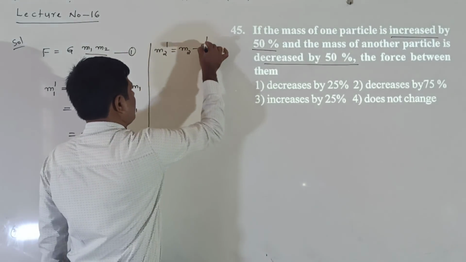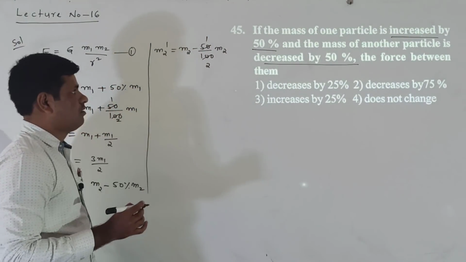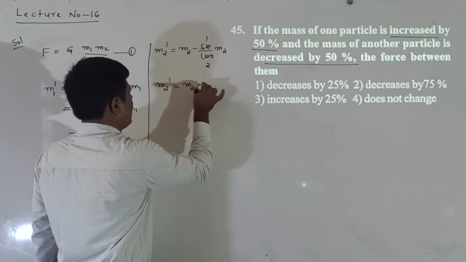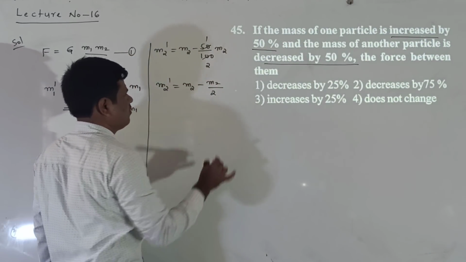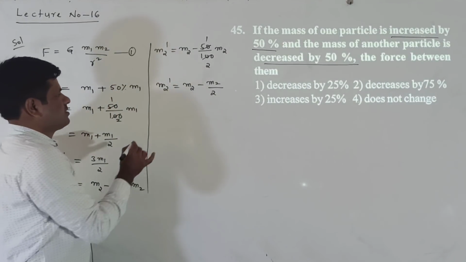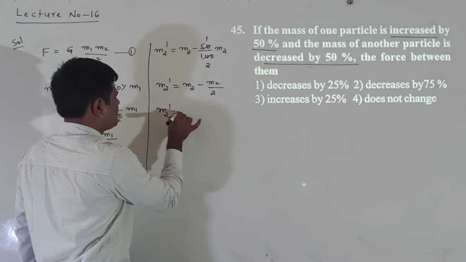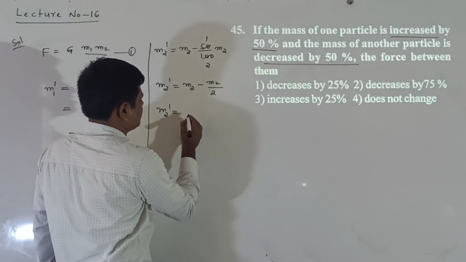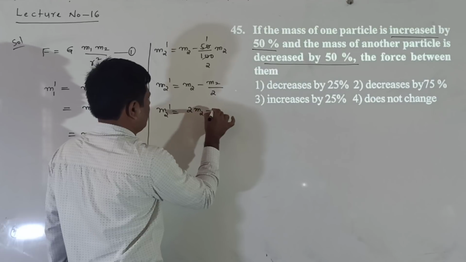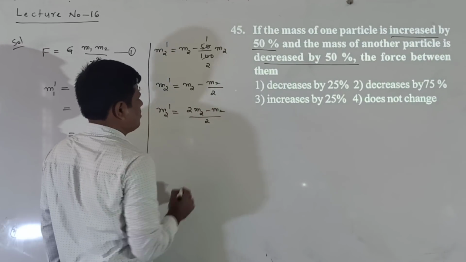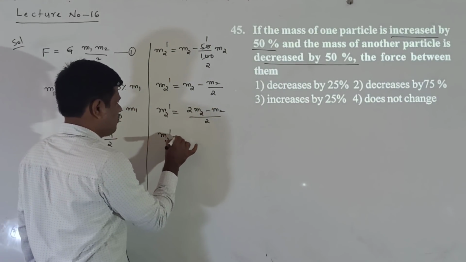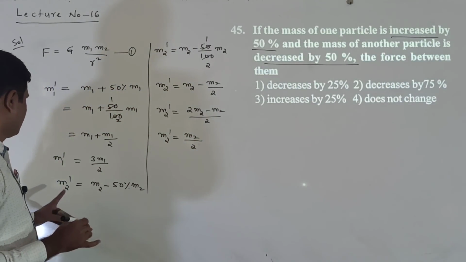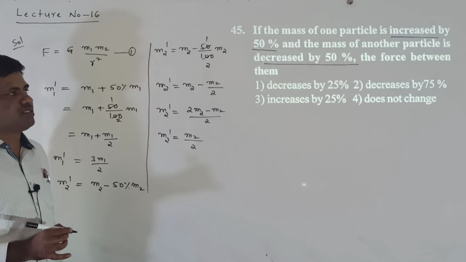What we are getting here: m2 dash is equal to m2 minus m2 by 2. Now m2 dash, when making the LCM, is 2m2 minus m2 by 2, so m2 dash is equal to m2 by 2. This is m2 dash, and this is m1 dash. These are the new masses.